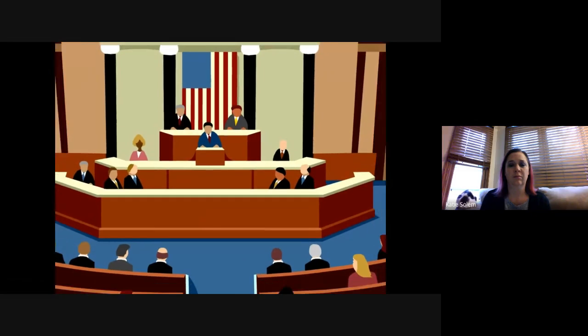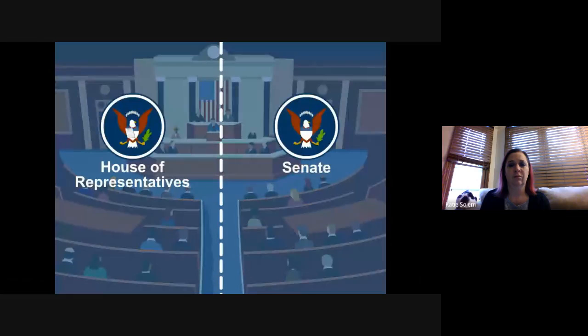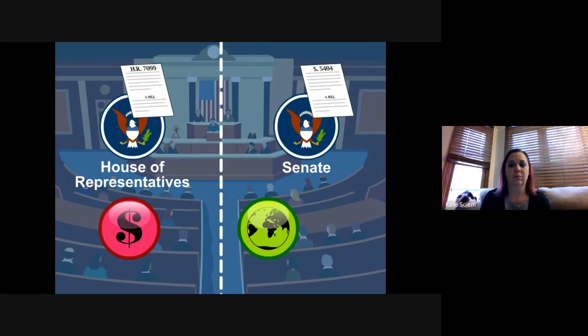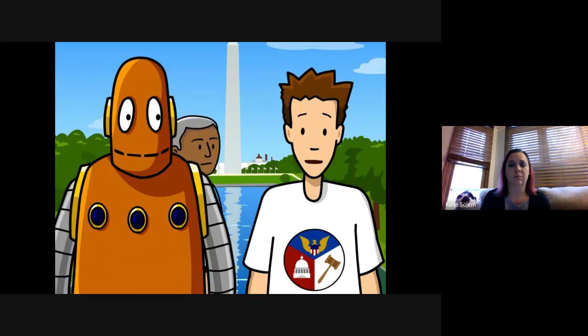Well, the Senate and the House work together, but they have different powers. Both the House and the Senate can introduce bills that become laws, but only the House can introduce bills that have to do with government spending. The Senate has authority over treaties with other countries. It also gets to approve or reject judges and other people nominated by the president. Our legislative branch helps build our laws in a way that serves every corner of our nation.